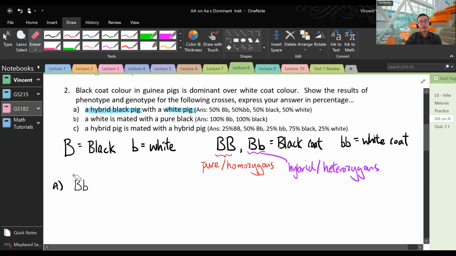So the hybrid black pig is gonna have babies. We put the cross here with a white pig. White pig is small b, small b. And they don't have to tell you whether it's pure or hybrid because white is the recessive color in this case, and so it must be homozygous. Then we can do our Punnett square. And we have the big B, small b from the daddy pig, and then the small b from the mommy pig. And then we're going to cross them.